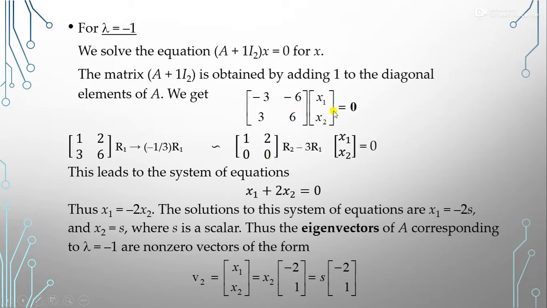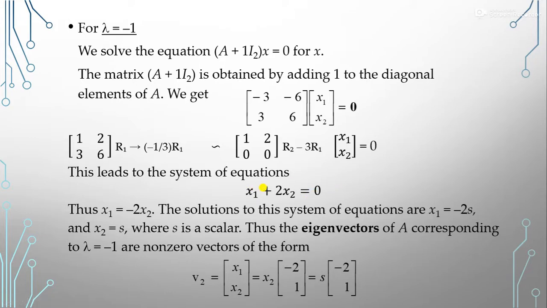Okay, you just directly find the matrix equations from here: minus 3x1 minus 6x2, and the second equation is 3x1 plus 6x2. So when you solve these two equations, again you will get this type of equation. If you can easily solve it, then you can solve it. Otherwise, you can directly form the equations from this and solve these two equations. Again, you will get this type of equation, not the other one.